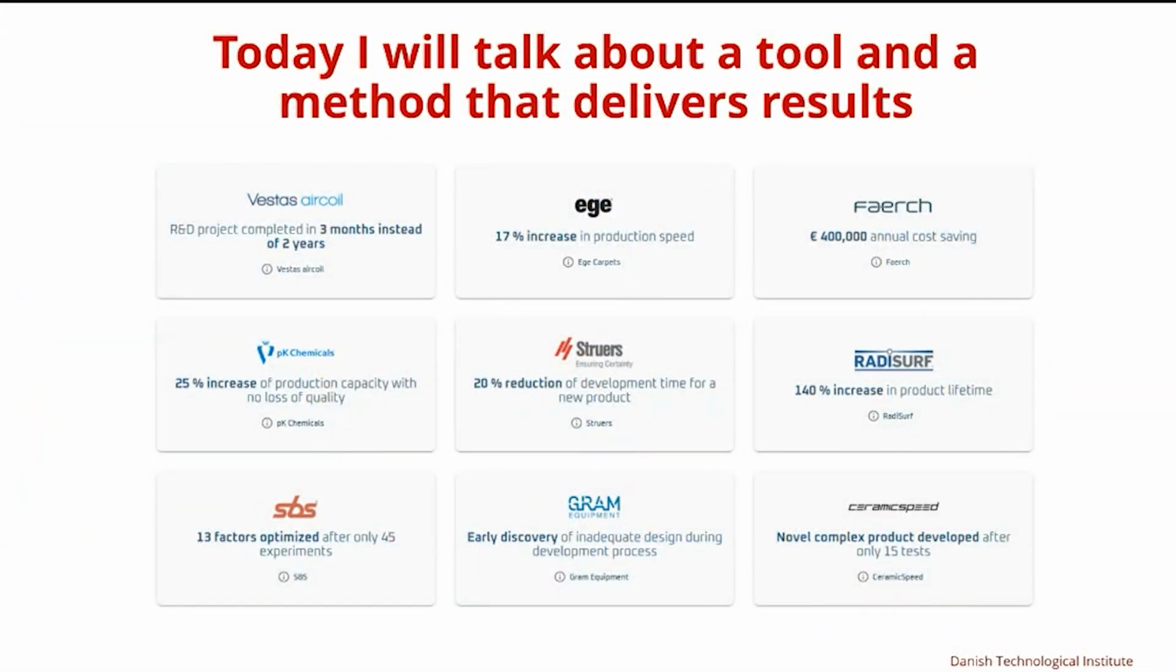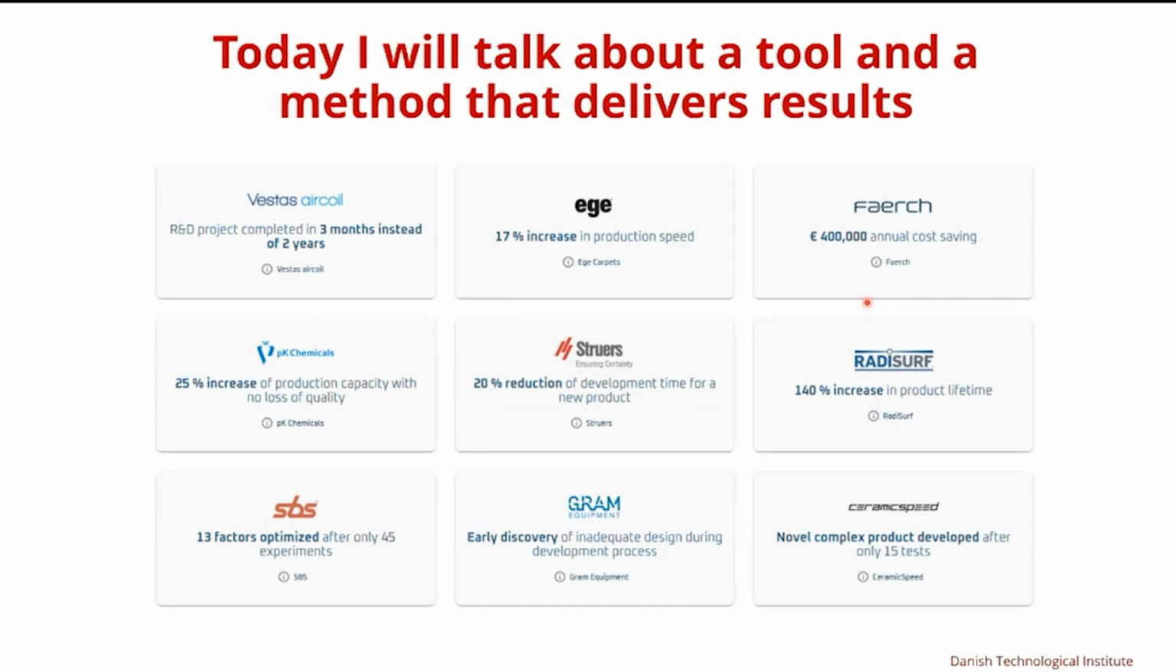So what I'll be talking about today is a tool and a method that delivers good results in a wide range of industries, irrespective of what you work with. It's a tool that can be used to accelerate your R&D projects, it can be used to optimize your production, and it can save you a lot of materials by recipe optimization or tweaking the ingredients that you use for your products. These companies here are examples of what you can get out of introducing the tool that I'll be talking about today, and that tool is called Brownie Bee.